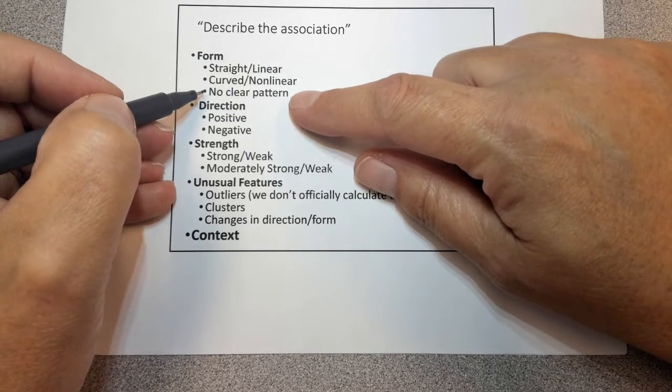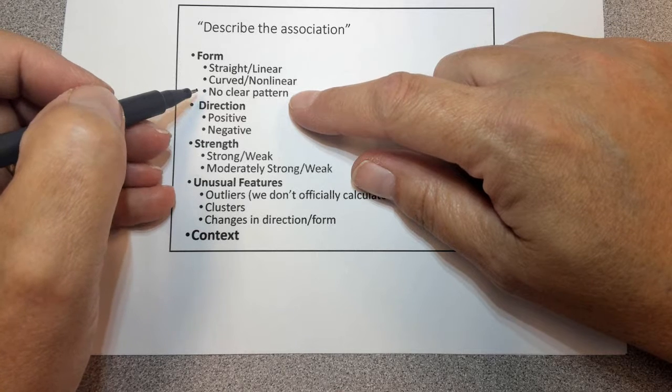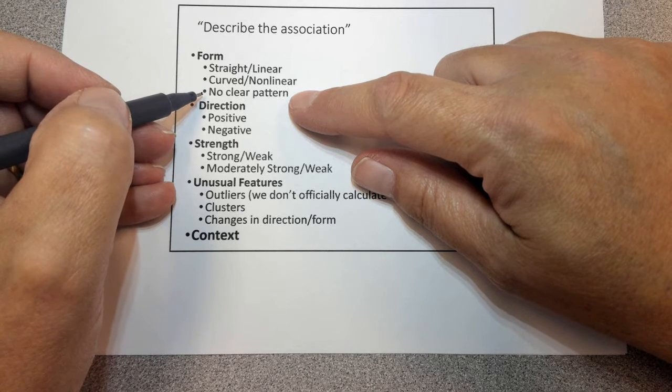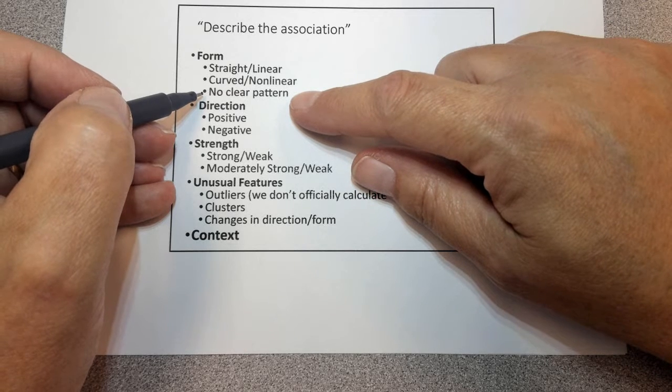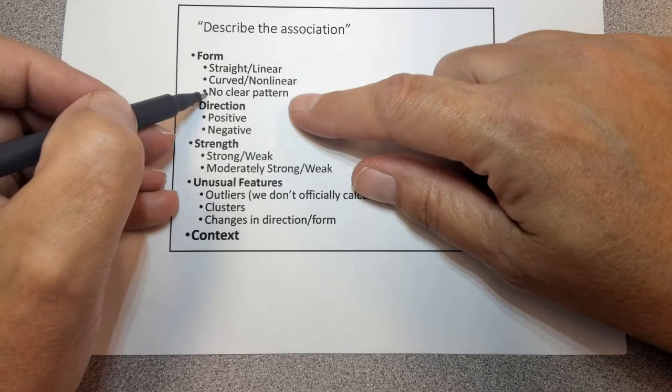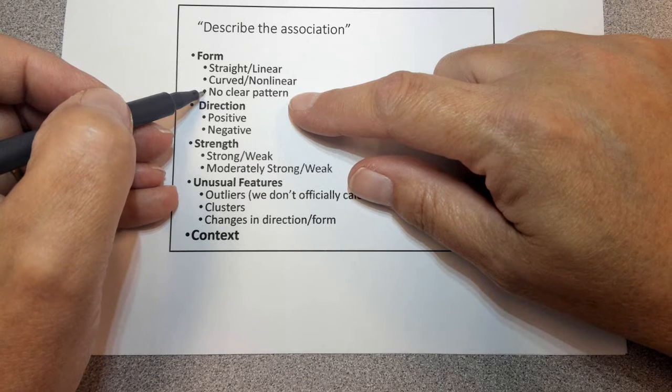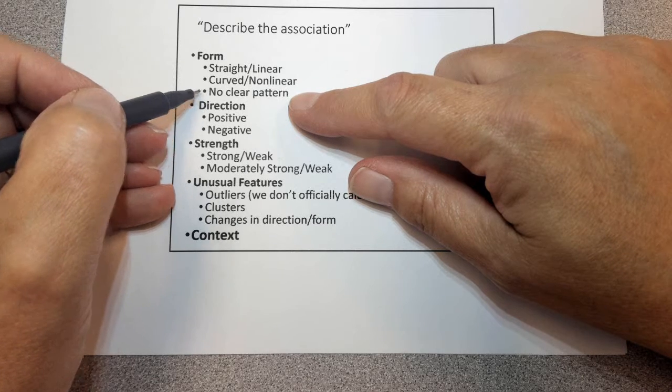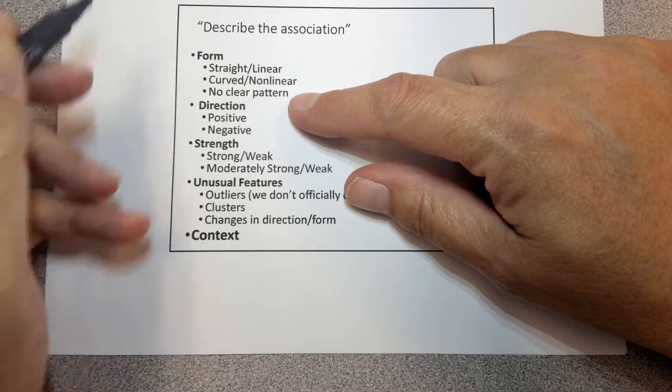And then there's also the case where there's not a pattern at all. If you just have a cloud of points that looks like a swarm of bees with no discernible pattern, you say there's no discernible pattern. In the event that there's no pattern, you don't have to say anything else about it except give the context. So you skip to the bottom.